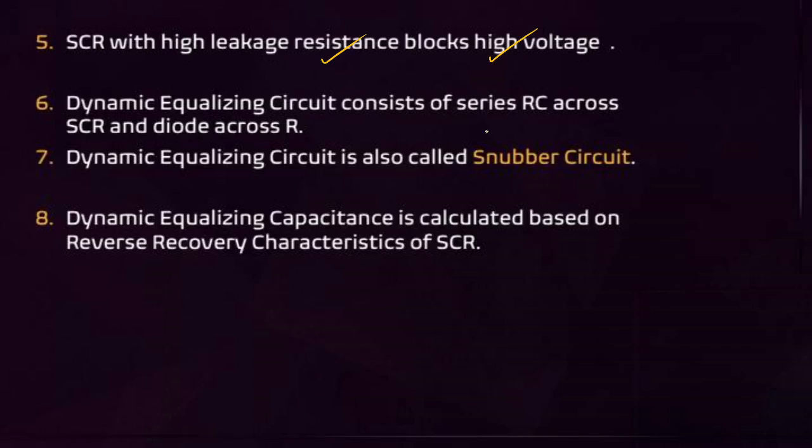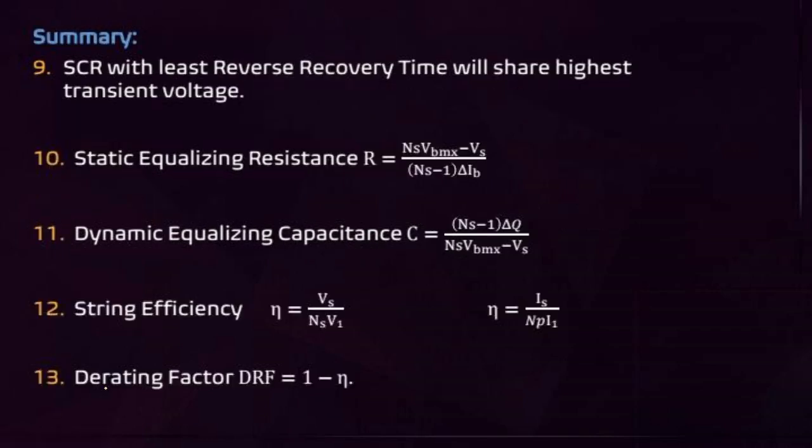A dynamic equalizing circuit consists of a series RC and a diode across R, that you see in dynamic equalizing. This dynamic equalizing circuit is also called a snubber circuit. Dynamic equalizing capacitance is calculated based on reverse recovery current. All these points that I gave. An SCR with the least reverse recovery time will share the highest transient voltage.